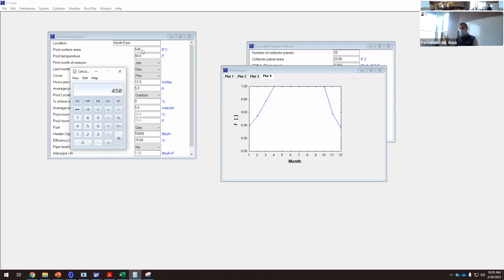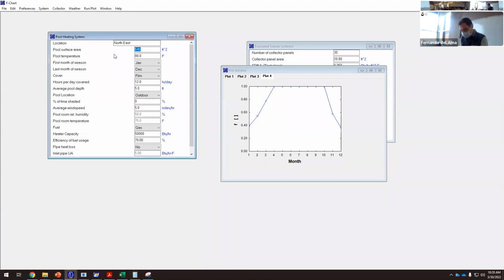So I was thinking in square meters. Okay, so 500. Let's type here 450. Okay, so 30 feet by 15, 450 square feet. What's the pool temperature? Well, here we can type. Let's start with 70 and see what happens.